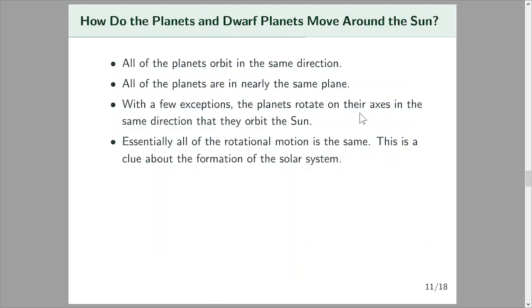Of the planets, not the dwarf planets, of the planets, they're all in nearly the same plane. And most of the larger dwarf planets aren't too far off that plane either. And so all the planets are in the same plane, orbiting in the same direction. With a few exceptions, all the planets rotate on their axes in the same direction they orbit the sun.